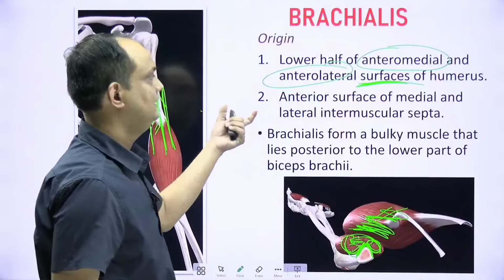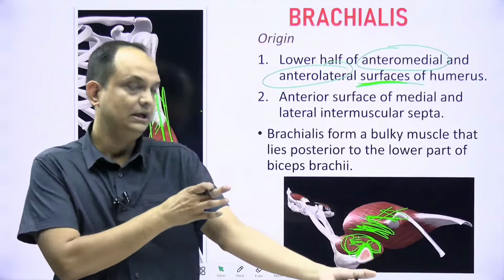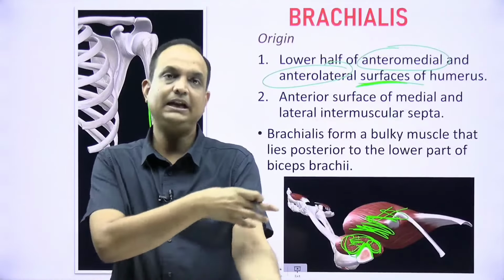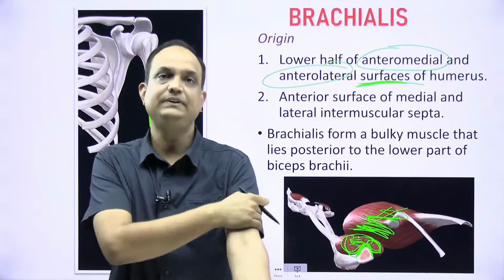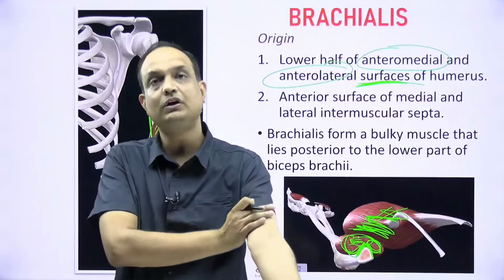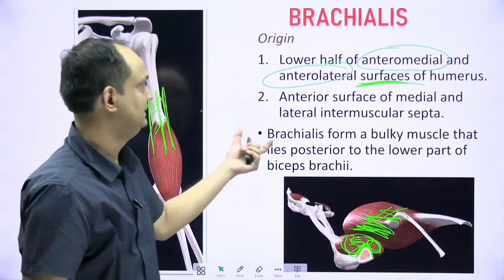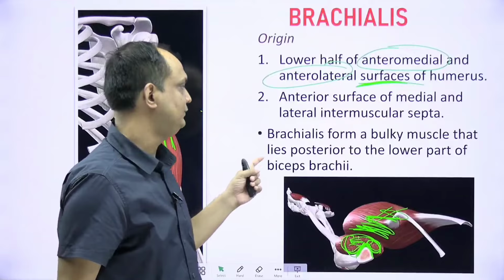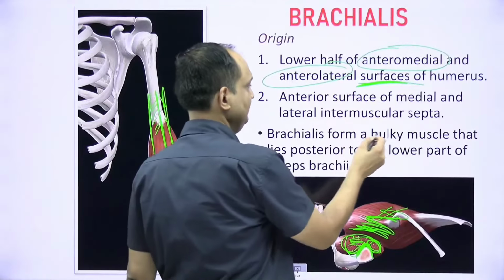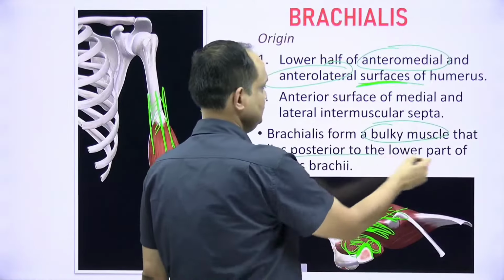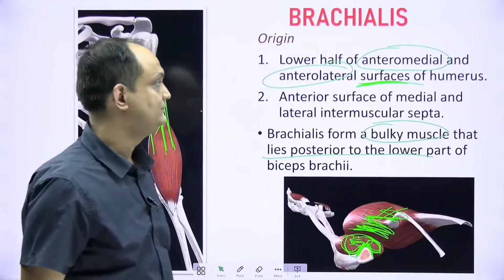So, the humerus in the lower part has the anteromedial and anterolateral surfaces, and these surfaces provide the origin of the brachialis muscle. And this brachialis forms a bulky muscle that lies posterior to the lower part of the biceps brachii.